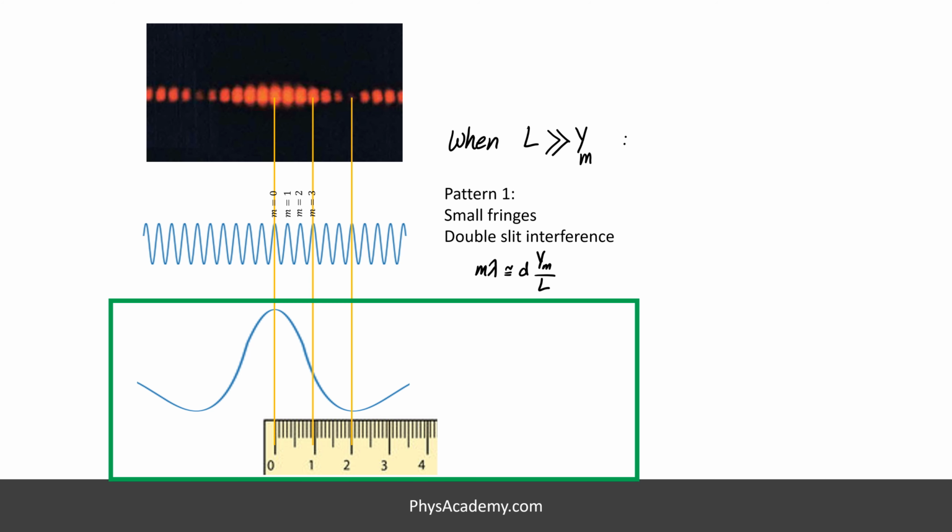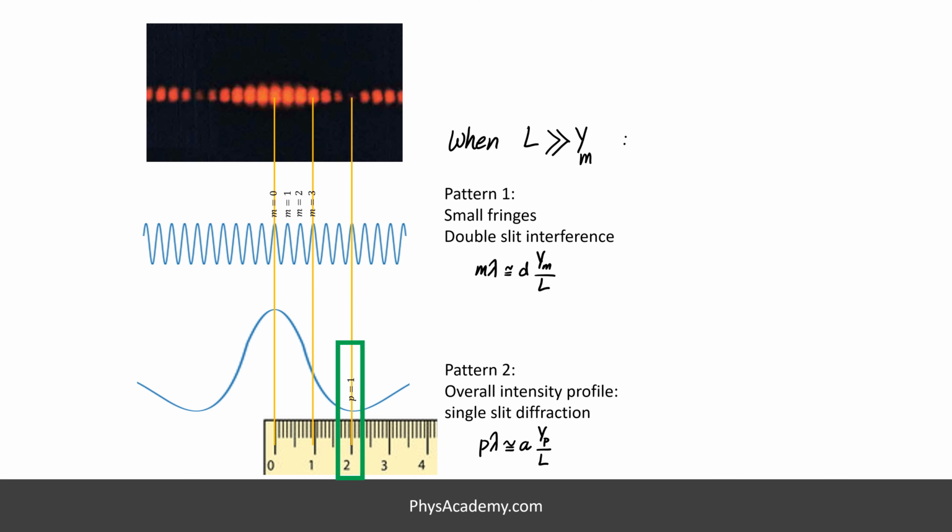Pattern 2 forms the overall intensity profile, and we use the single-slit experiment equation to analyze it. For the single-slit intensity profile, we only have one equation that gives the location of the areas where this overall intensity goes to 0. In this case, p equals 1 corresponds to the first region where intensity goes to 0 at about 2 centimeters from the center. So y_p1 is 2 centimeters. p equals 1. Lambda equals 600 nanometers. L equals 1 meter. And we are asked to find the width of the slit, or a.